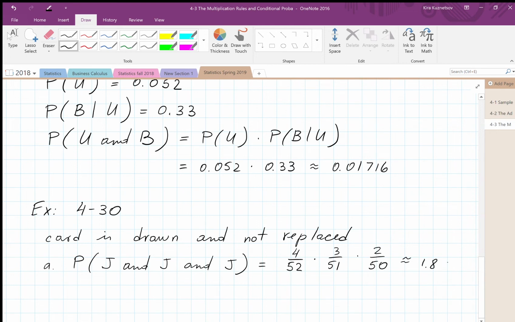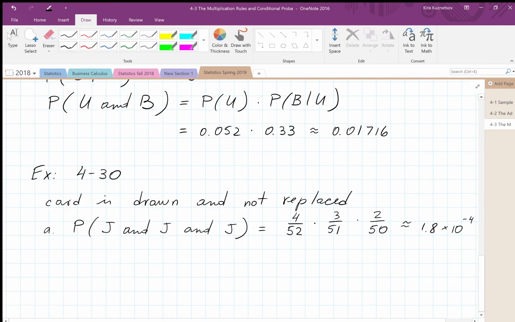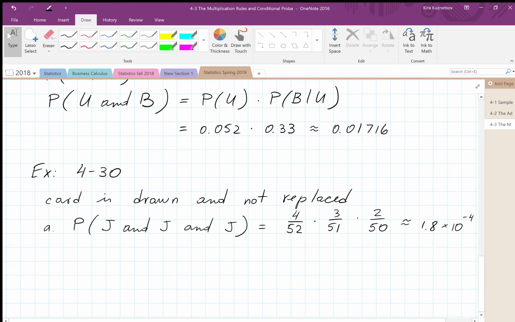1.8, then there's a 0, and then there's an e to the power of -4. What you want to do is multiply this by 10 to the power of -4. This is scientific notation. Do not put a little e, because that is calculator notation.